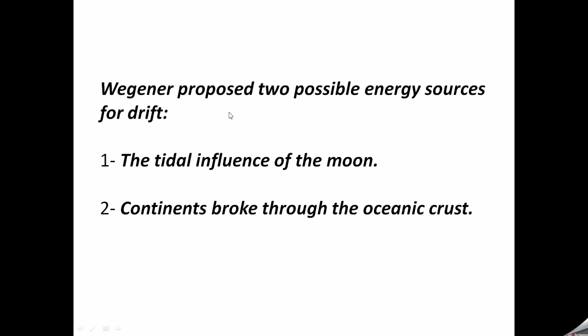And now Wegener was trying to find a mechanism or energy source for the drifting. He said the tidal influence of the moon, but that's not enough. And then the continents broke through the oceanic crust. He was thinking of the continental crust riding over the oceanic crust, which is completely not true.